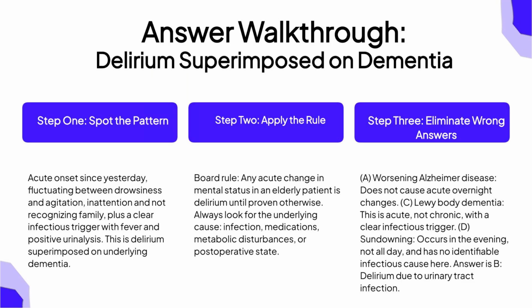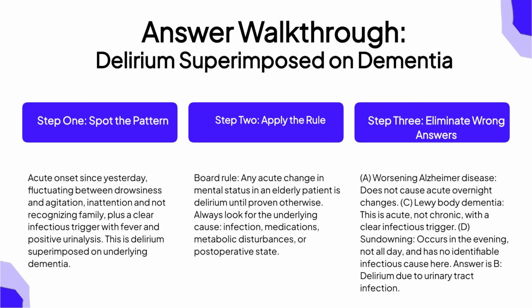Let us work through this answer carefully, because this tests the delirium versus dementia distinction. This patient has underlying Alzheimer's disease, but that is not what is causing his acute change. The key features are acute onset since yesterday, fluctuating course alternating between drowsiness and agitation, inattention as he does not recognize family members, and an identifiable trigger, which is the urinary tract infection, shown by the fever and positive urinalysis. This is delirium superimposed on dementia. Choice A, worsening Alzheimer disease, is wrong because Alzheimer does not cause acute overnight changes. Choice B, delirium due to urinary tract infection, is the correct answer.